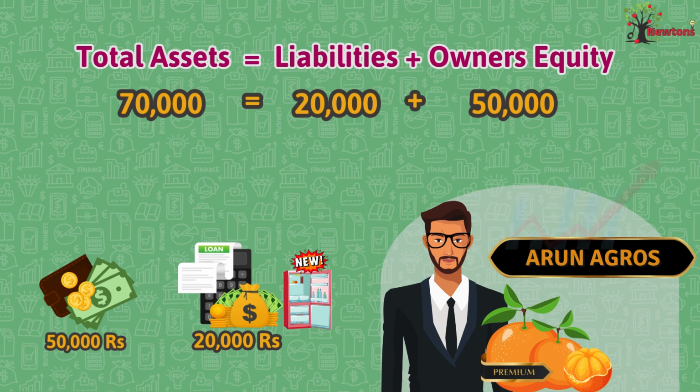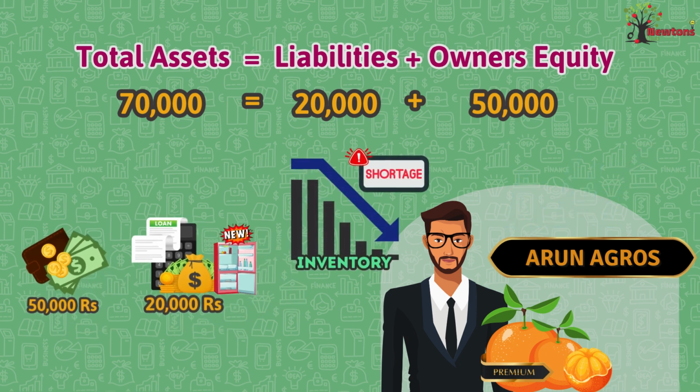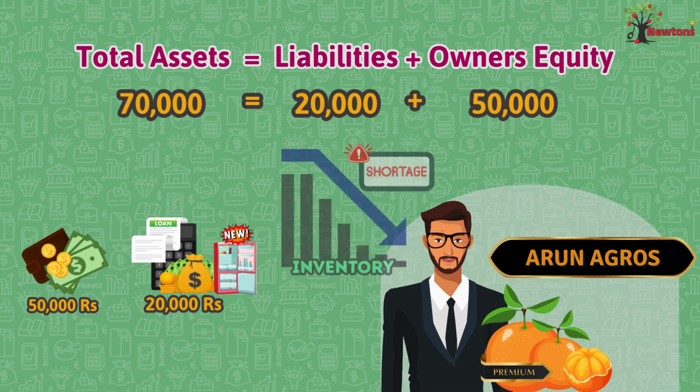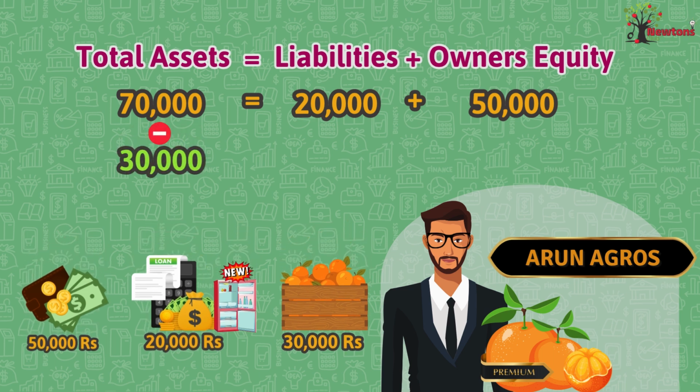Now, business is booming. Customers love Arun's fruits. But one day, there is a shortage of inventory. Arun needs more fruits to keep up the demand. So he buys 30,000 worth of oranges from the market. Now, what happens to the accounting equation? The company spends 30,000, right? Which means the cash decreases. But at the same time, the company now has 30,000 worth of inventory, which means the inventory increases.